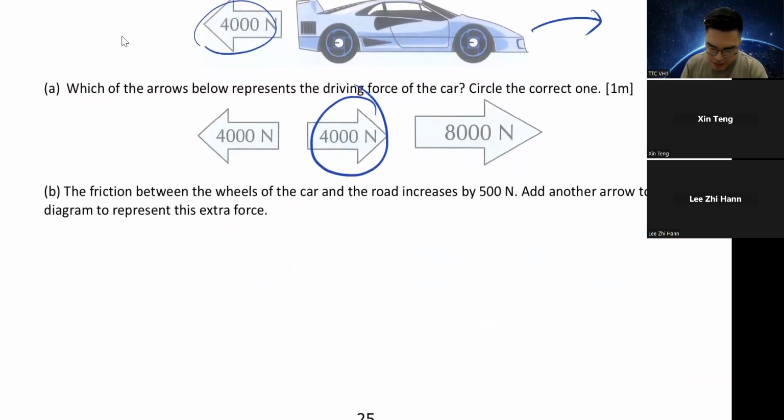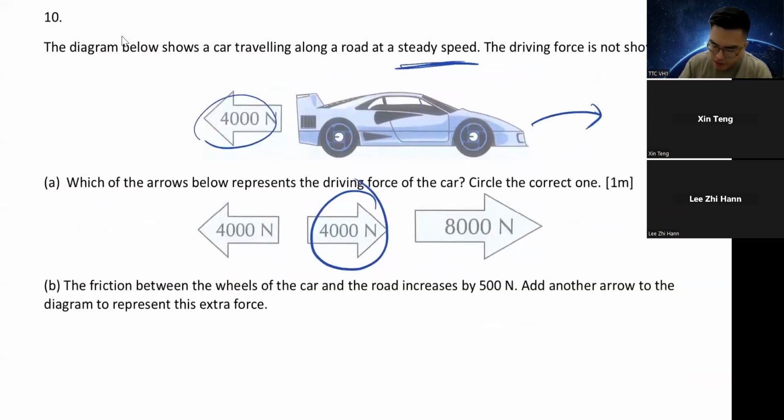Okay, so B, the friction between the wheels of a car and the road increases by 500. Add another arrow to the diagram to represent this extra force. So friction always acts behind. So I'm going to put 500 here. This car is going forward. So friction always goes against you.